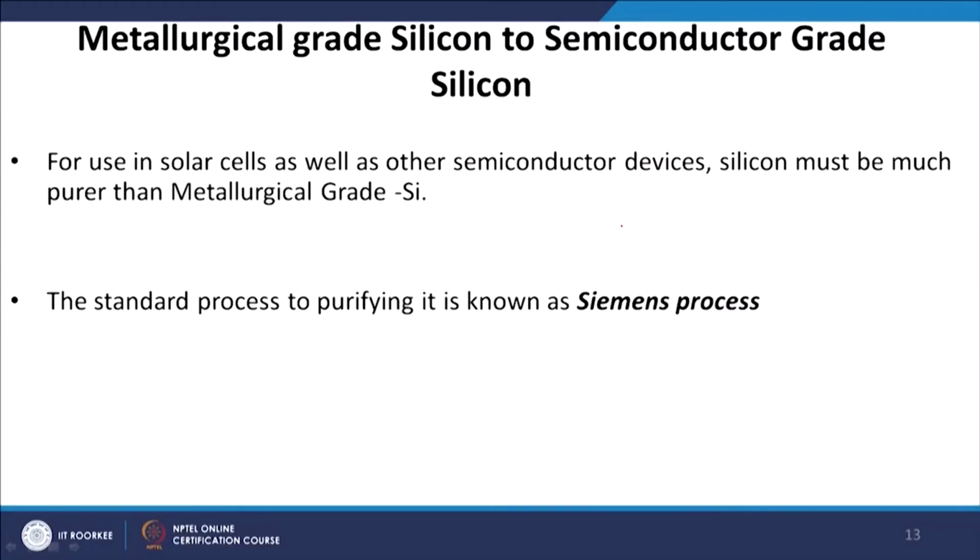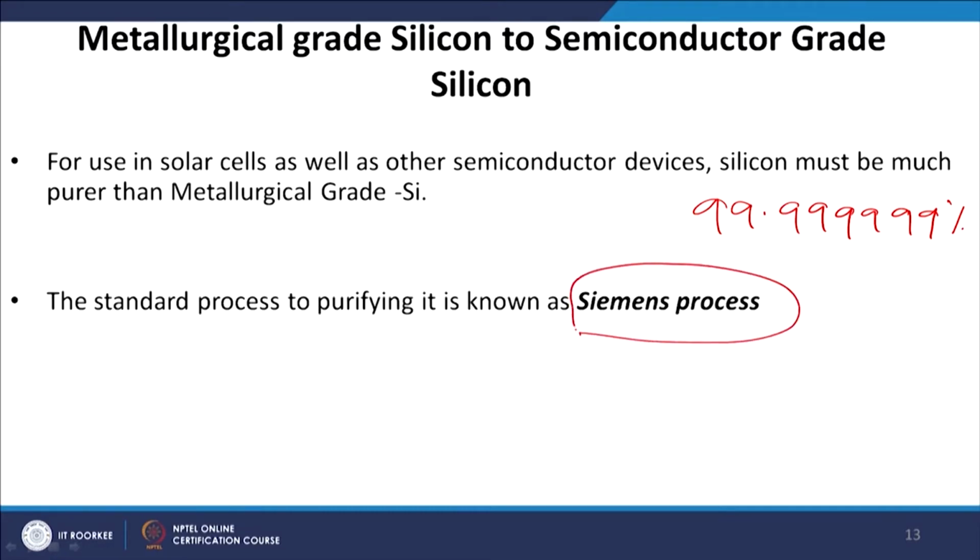silicon. For use in solar cells as well as in other semiconductor devices, silicon must be very pure in comparison to metallurgical grade silicon. What we mean by very pure is a purity of silicon which is 99.999999%. So, there are 6 nines after the decimal point. The standard process of purifying is known as the Siemens method or Siemens process. The Siemens process is usually adopted in the industry to make polycrystalline silicon starting from the metallurgical grade silicon.